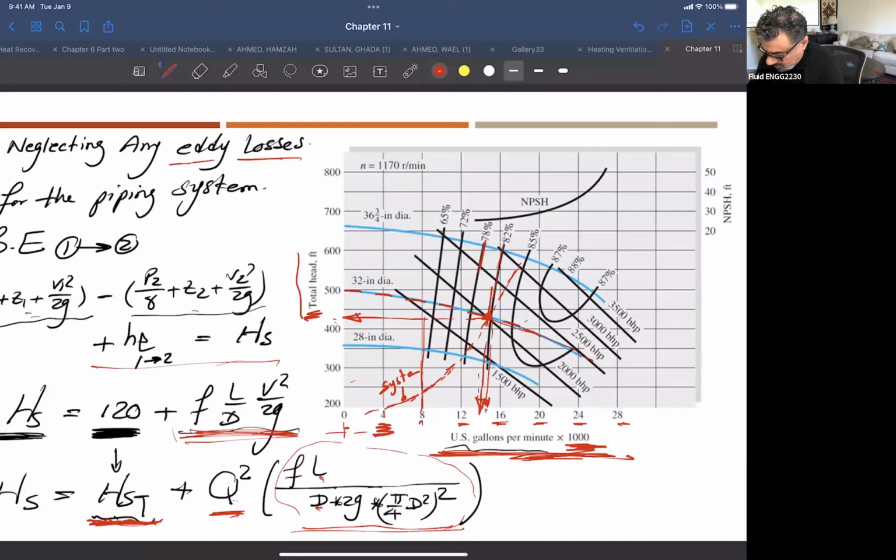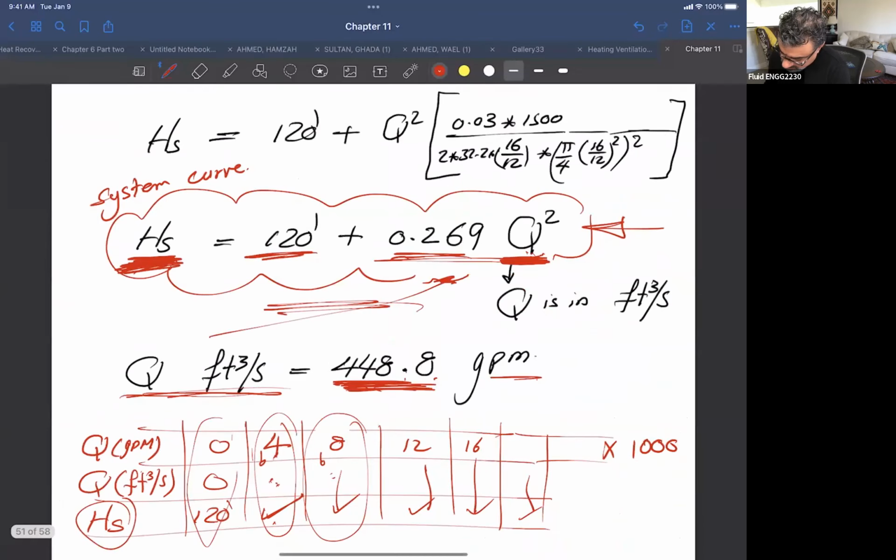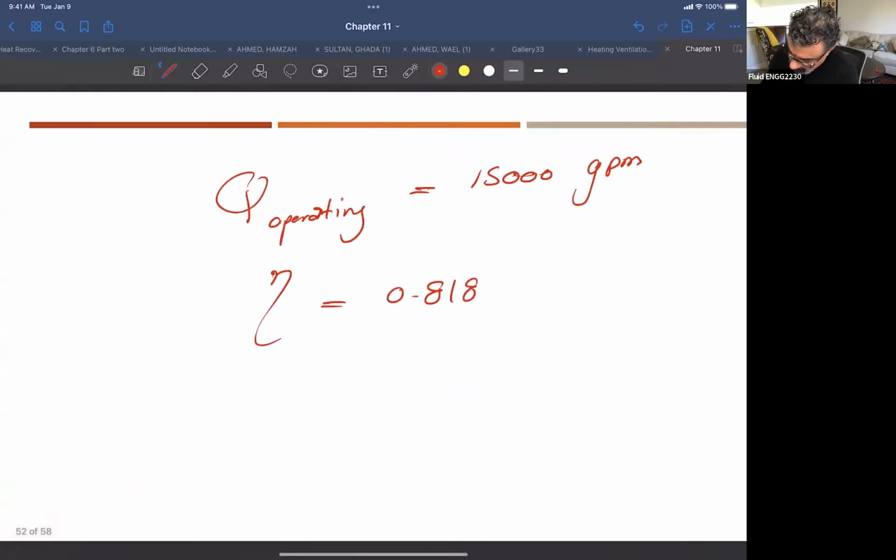So this is the flow rate here, right? And HS, don't forget, HS is 430. Yeah, sorry, H system. So at this point here, the H system is 430 feet.